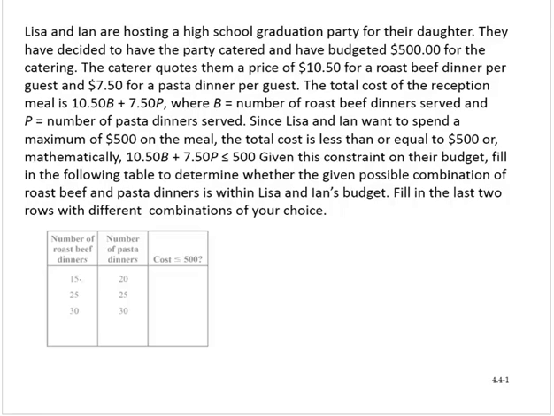Given this constraint on their budget, fill in the following table to determine whether the given possible combination of roast beef and pasta dinners is within Lisa and Ian's budget. Fill in the last two rows with different combinations of your choice.